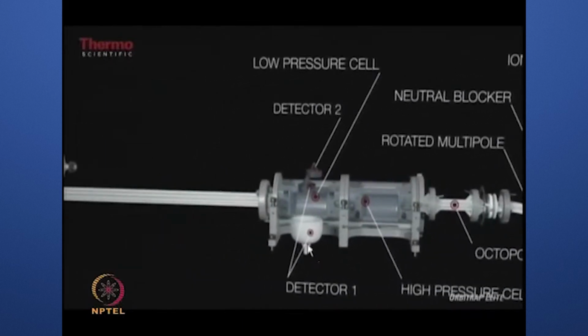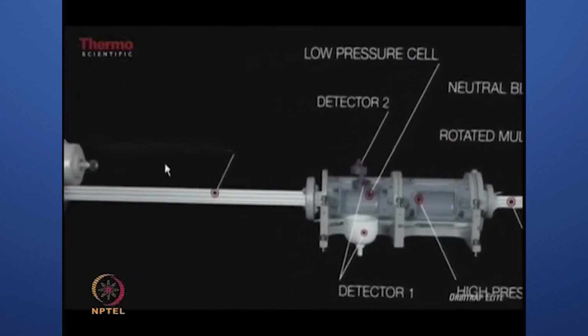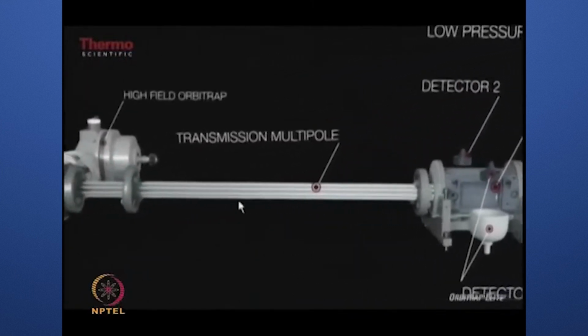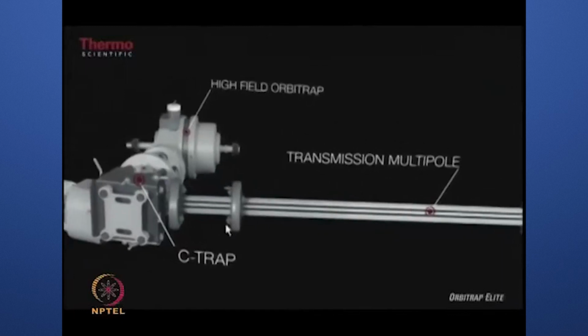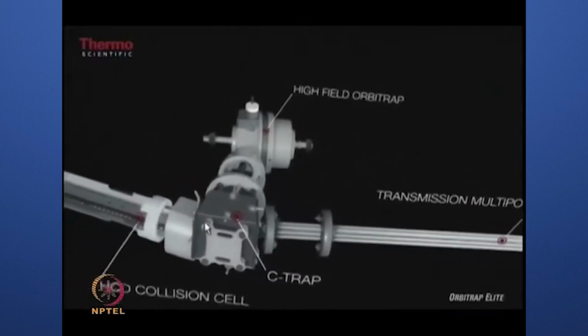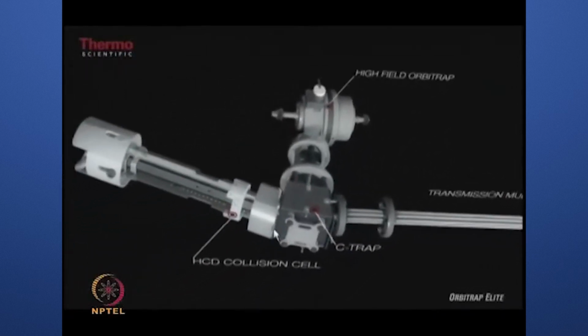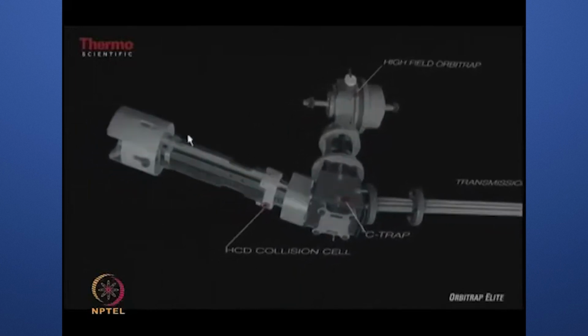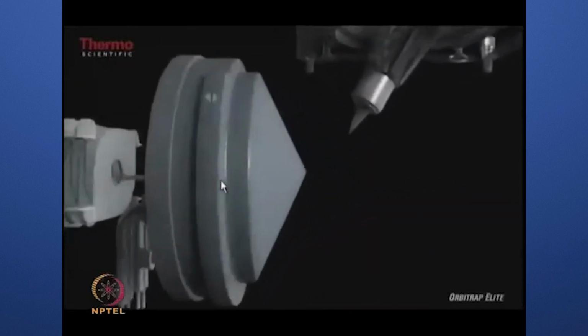Then on the radial there are two detectors, detector 1 and detector 2, which, when you work with the linear trap, can be used for the detection of ions from the linear trap. From the linear trap it goes to the transfer optics. Then we have the C-trap, which dynamically squeezes the ions into a packet and allows them to go into the high field Orbitrap. Then you have the HCD cell.